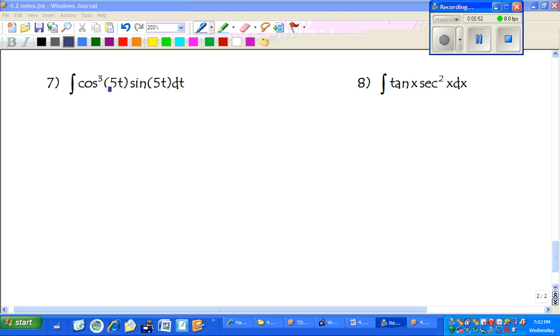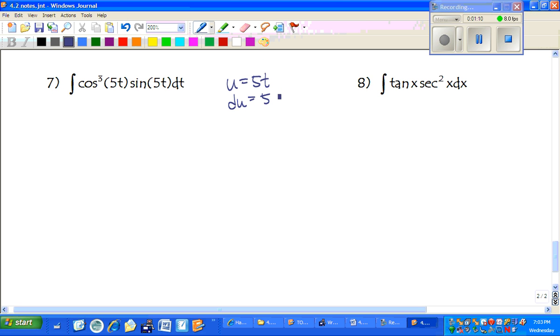You can copy that. But you may think that u should be 5t, right? Because that's inside. We're taking the sine of 5t, cosine cubed of 5t, and that wouldn't be a bad idea to start off with, especially when you're new to doing this. Well, if we did that, then du would be 5 dt. So each of these would become u, and we have the dt. We're just missing the 5. So we would multiply the inside by 5, outside by 1/5.